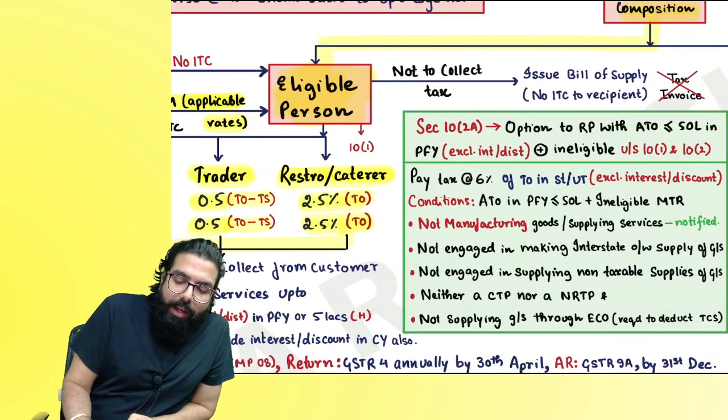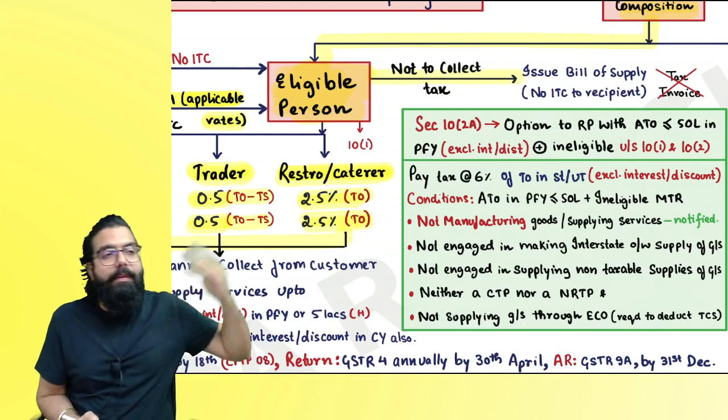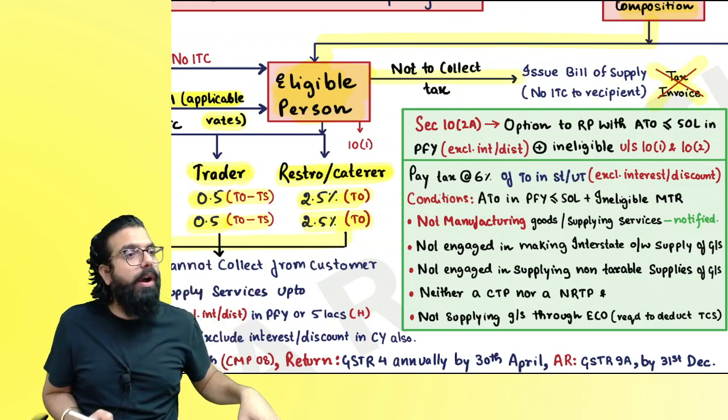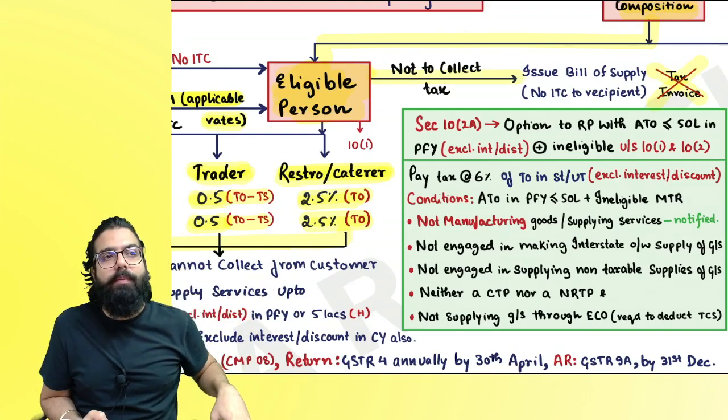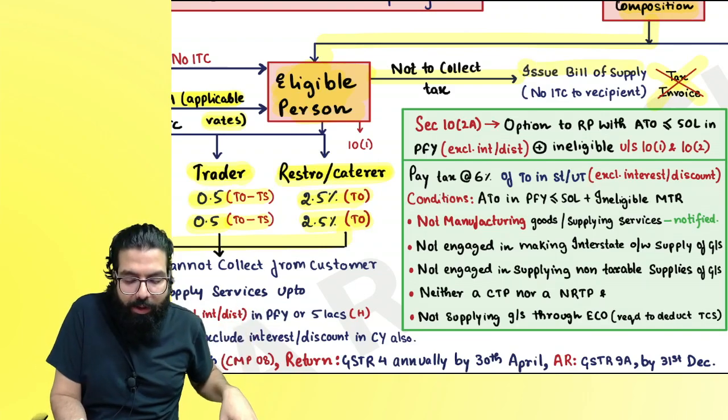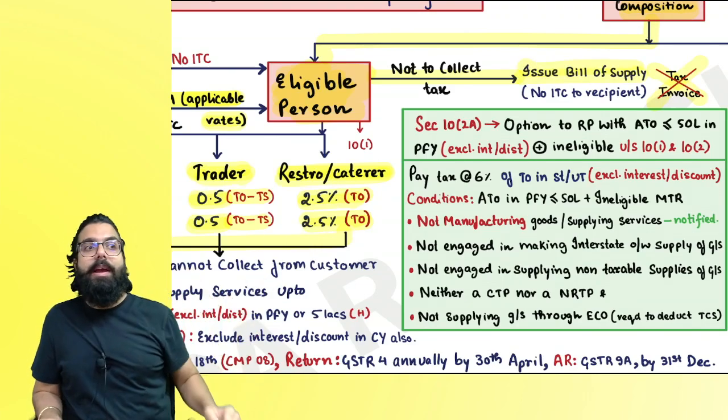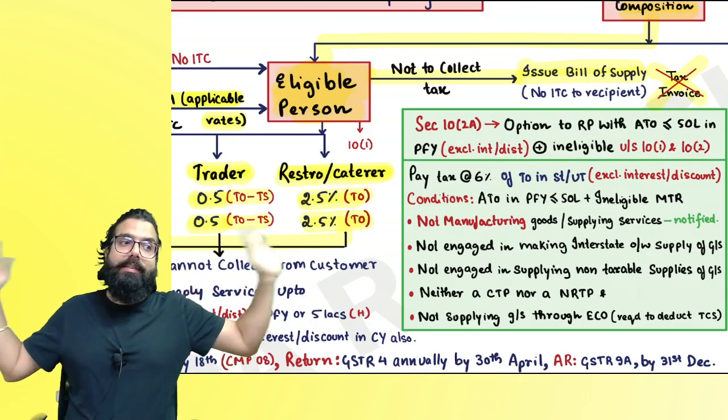Then if I am supplying, I will not issue any tax invoice. I will not collect any GST from the customer. I'll just give them a bill of supply. When I give them a bill, they will not get any input tax credit.